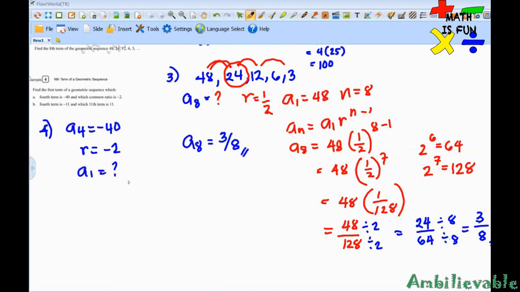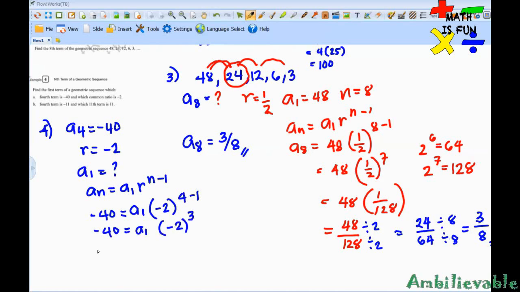Okay? So we will have the formula a sub n equals a sub 1 times r to the n minus 1. So a sub n is -40 is equal to a sub 1, which is unknown, times the common ratio -2 raised to n, which is 4 minus 1. So -40 is equal to a sub 1 times -2 to the power of 3. So -40 equals a sub 1 times -8. Divide by -8, then cancel out. Therefore, a sub 1 will be equal to 5. So the first number is 5.